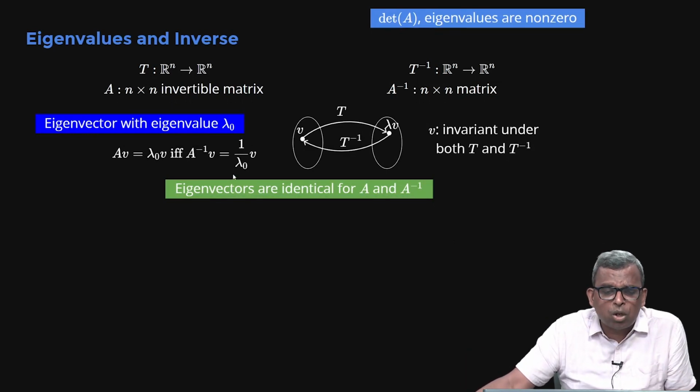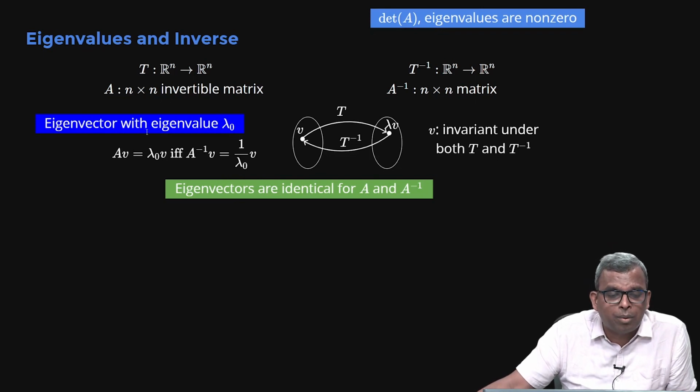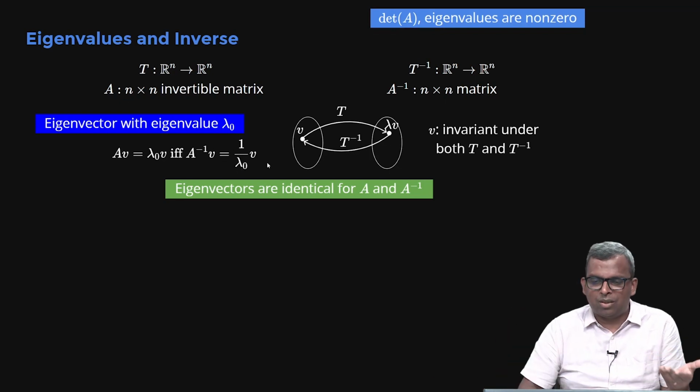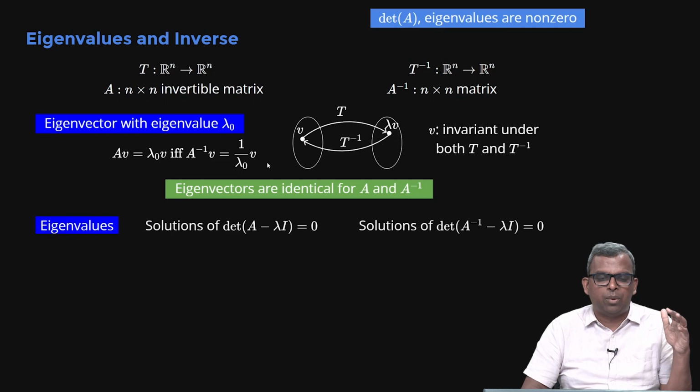In fact, you can say more about eigenvalues also. See, notice here, if V corresponds to an eigenvalue lambda naught of A, then for A inverse, V will correspond to an eigenvalue of 1 by lambda naught, right? That's what this equation means. So the eigenvalues are going to have a reciprocal relationship, and it's quite immediate here, but you can write down an equation and then show it in an easy way.